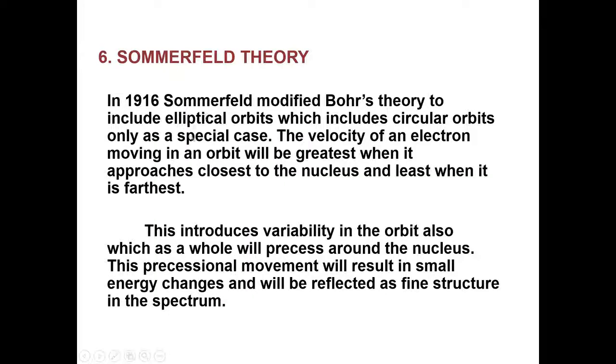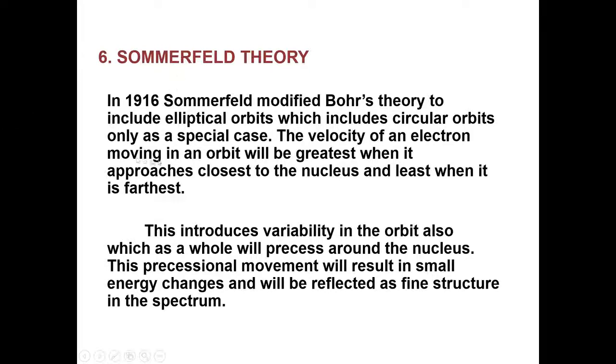Similarly, electrons in and around the nucleus will follow an elliptical path. So he included elliptical orbitals, which also include circular orbits as a special case. If you have studied pre-university chemistry, you will know that circular orbits are a special case of elliptical orbits. When there are two axes, A and B, when A and B are equal, it is a circular orbit. When they are not equal, it is an elliptical orbit.